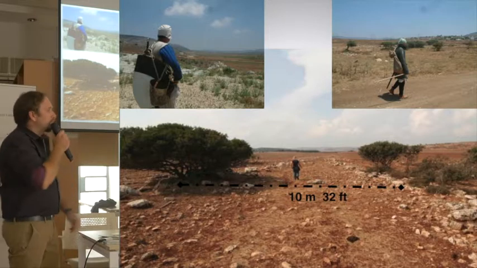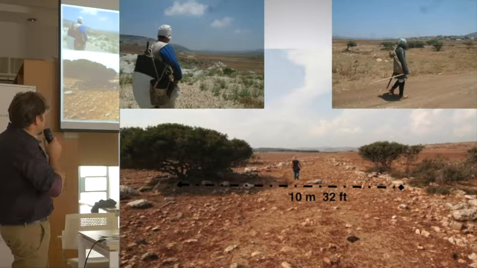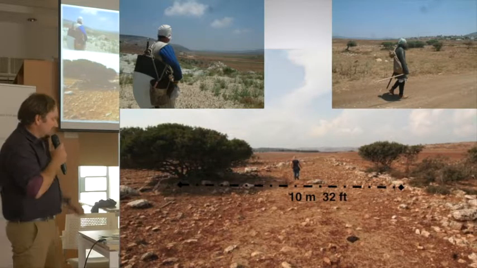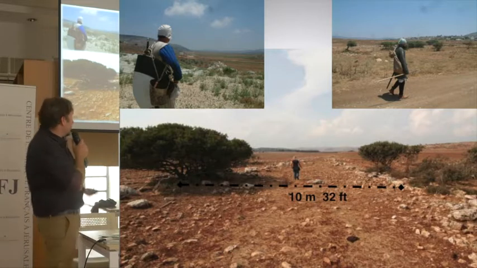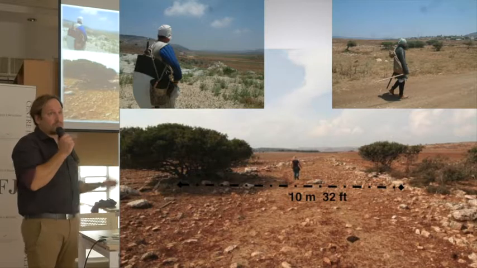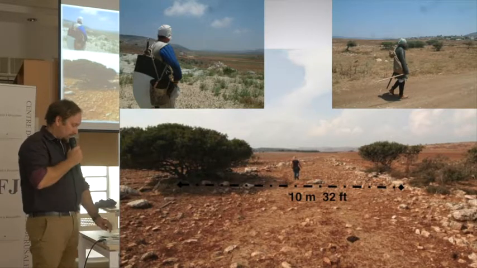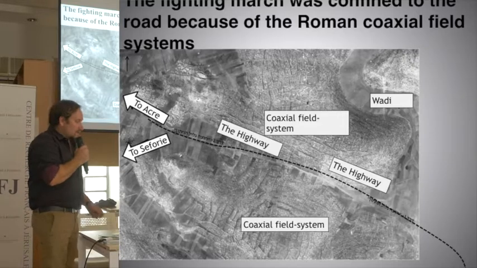So if we take the road leading from Sepphoris to the Horns of Hattin or towards Tiberias, it's a Roman road. You can still see it, and you will see it in an aerial photograph in a moment. It's one of the widest Roman roads that we have in this country. 10 meters in width, and actually even wider throughout some of the periods.